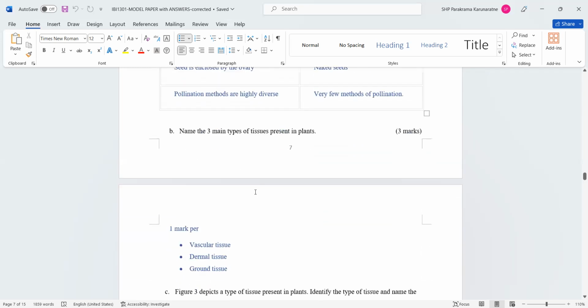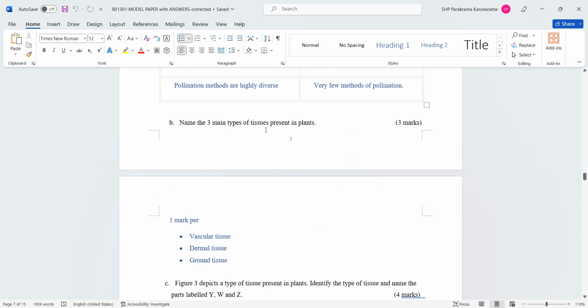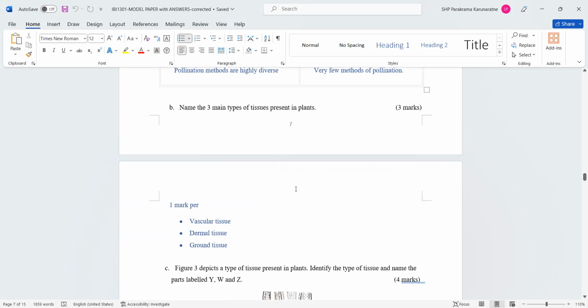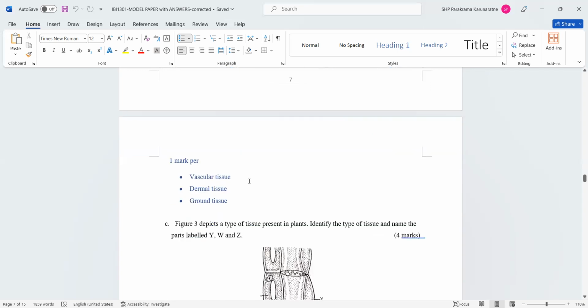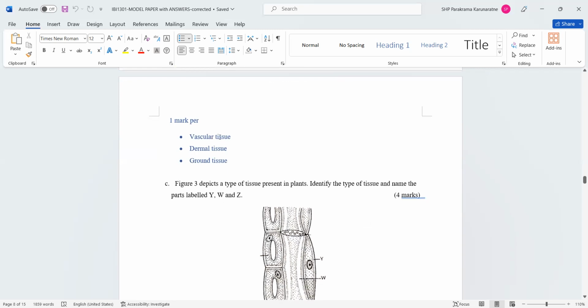And then the next question is: name three main types of tissues present in plants. Three major types are vascular tissue, dermal tissue, and ground tissue. What is the job of vascular tissue? Vascular tissue means xylem and phloem. Xylem takes up minerals and water, and the phloem distributes food up and down. So that is vascular tissue.